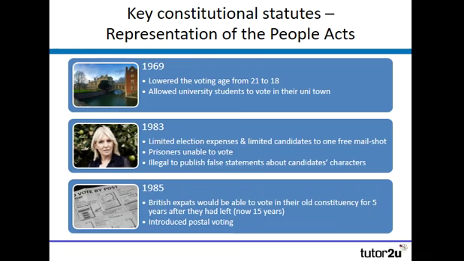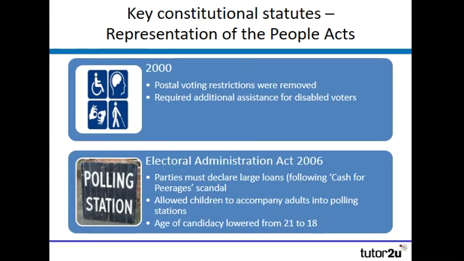In 1985, yet another act allowed British expats to vote in their old constituency for 5 years after they had left. That has now been updated to 15 years, and it introduced for the very first time postal voting. This was updated in a later act, but in the first instance it was just to allow a very select group of people to be able to vote by post.